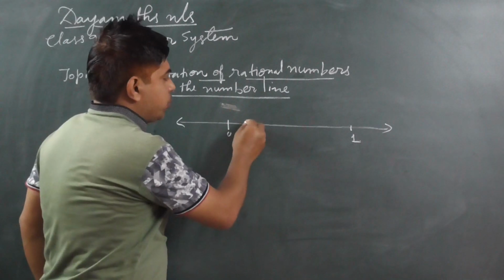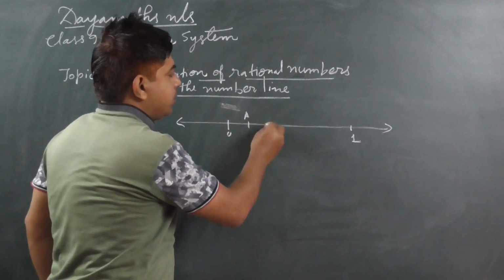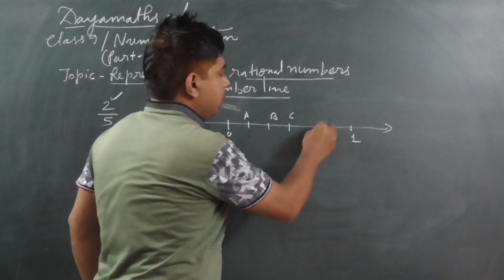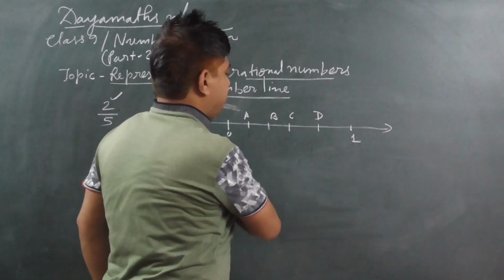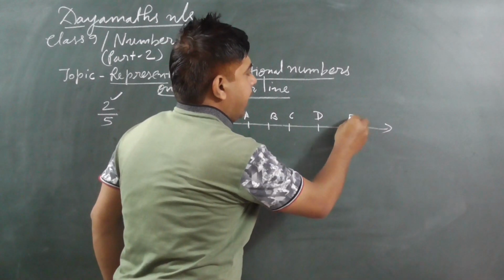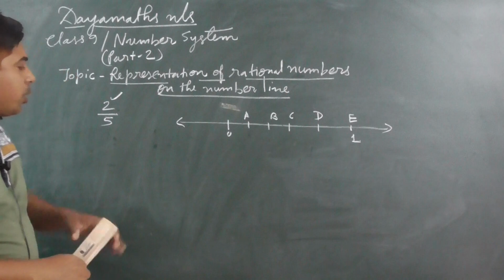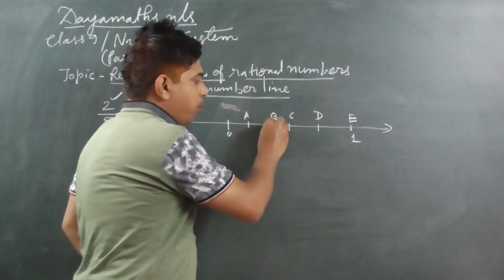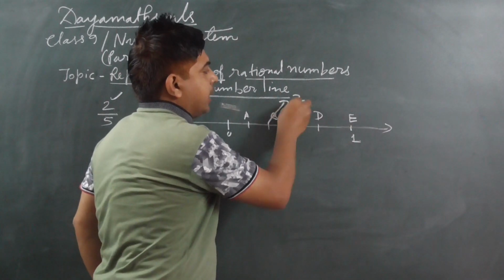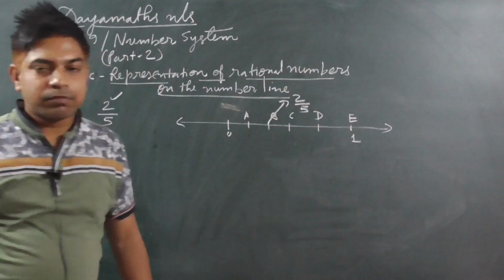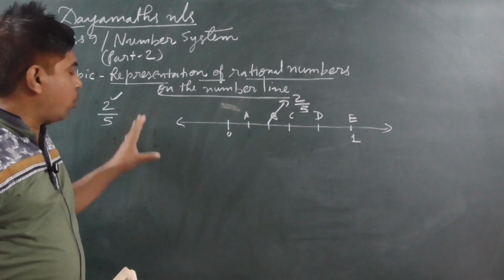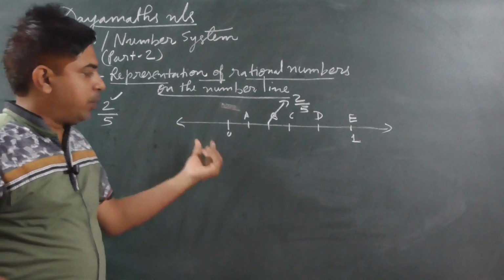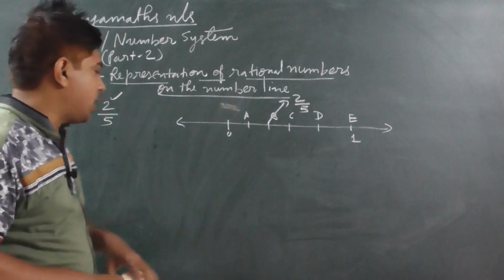So how do we start here? It is the first part, this is the second, this one is the third, this one is the fourth part, and the fifth part will come at 1. Now out of these 5 you have to choose 2 parts. So the point B will indicate here 2 by 5. In the same way, if you get any kind of proper fraction, you have to indicate it between 0 and 1 only. Now I am going to give you one more example here.